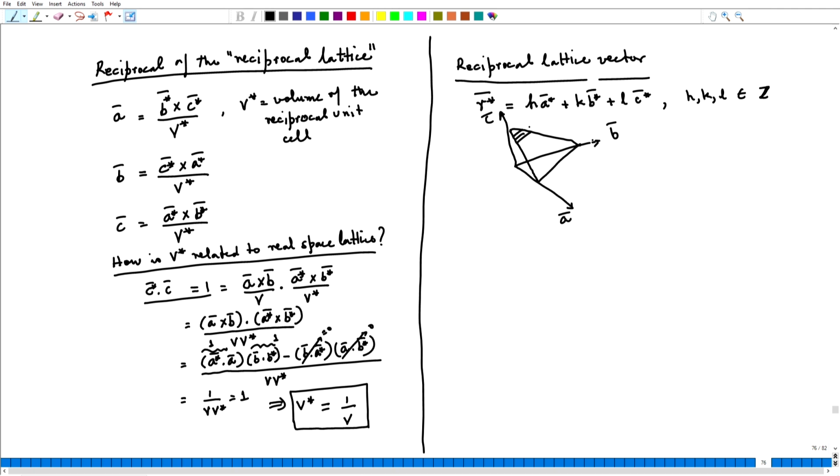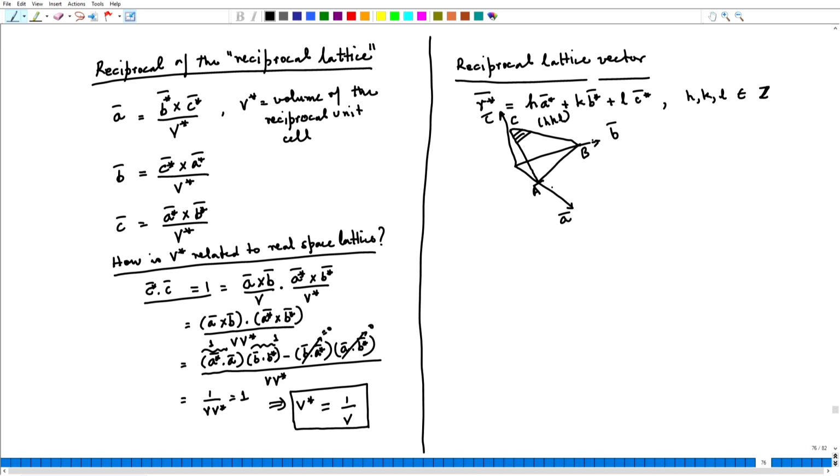So, let us say this is the plane HKL, and this is A, the intercept the plane makes with the A axis is capital A, the point of intersection with the B axis is capital B, and the point of intersection with the C axis is capital C.